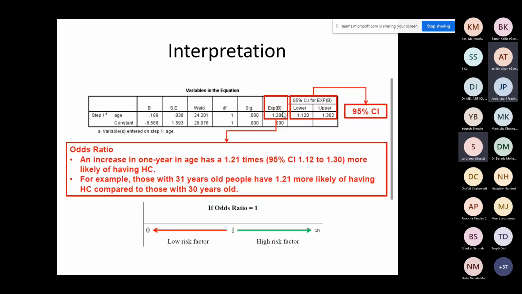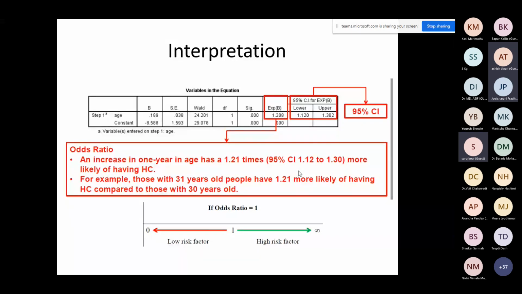Suppose your age is 35, your friend's age is 34. So you have more risk, 1.21 times more likely of having hypercholesterol when compared to your friend whose age is 34. Understood? So 1 unit of age increase makes this much more likely of being into hypercholesterol. So this sentence we need to write like this.